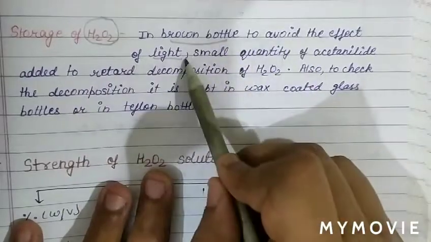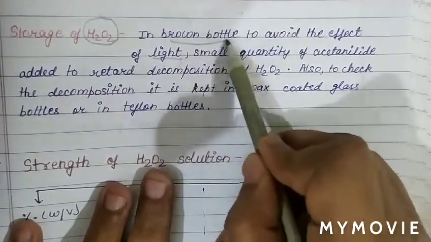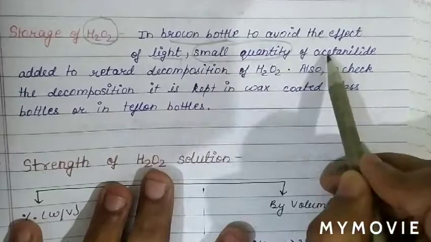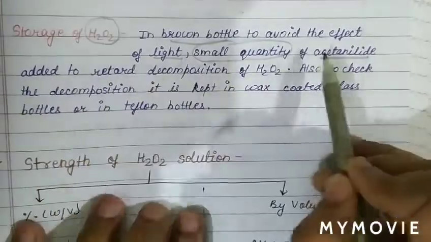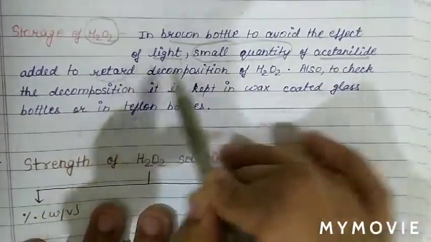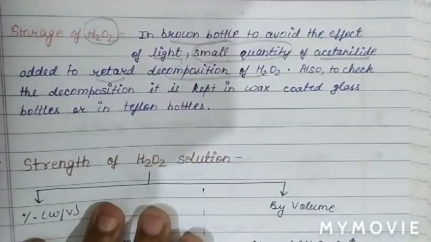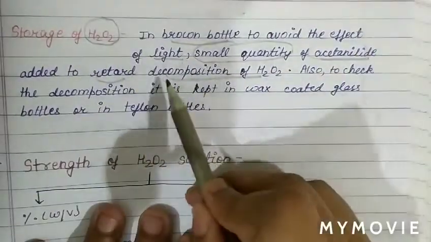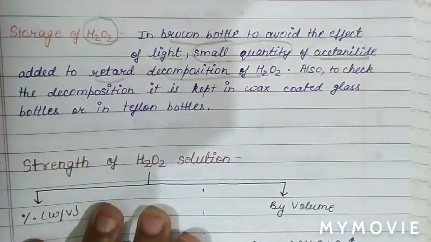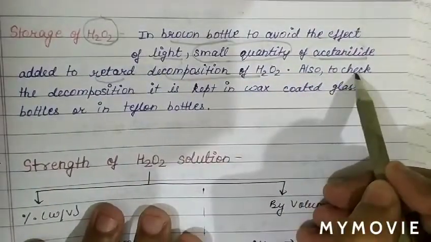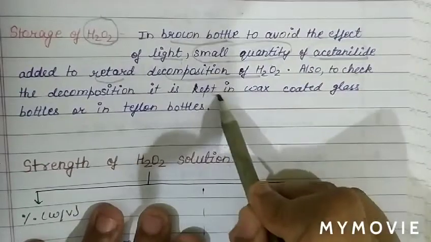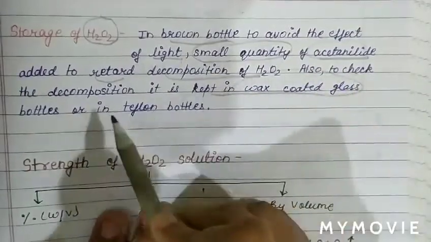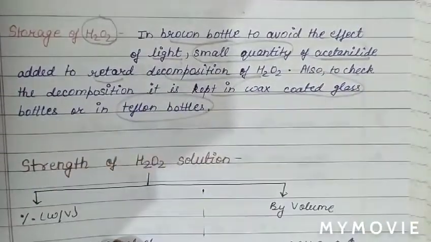To avoid the effect of light, we also add a small quantity of acetanilide. Acetanilide basically retards the decomposition of H2O2. Hence, acetanilide is added to H2O2 in brown bottles to avoid its decomposition. And also to check decomposition, it is kept in wax coated glass bottles or in Teflon bottles.